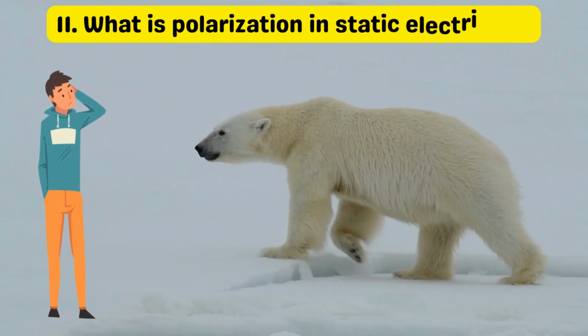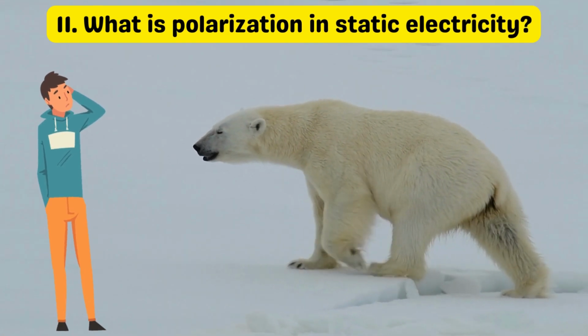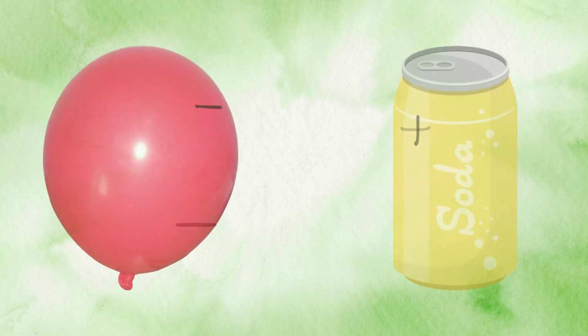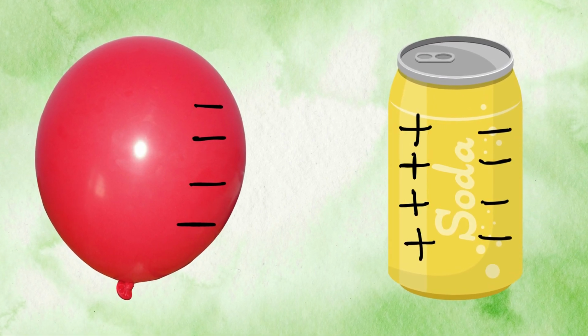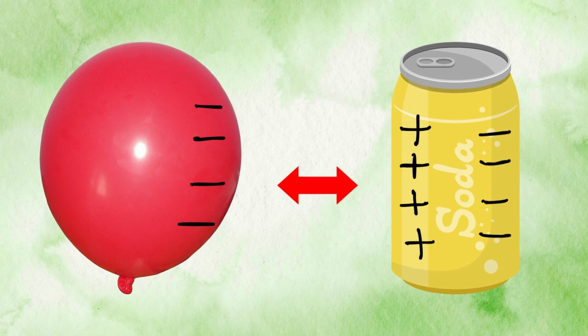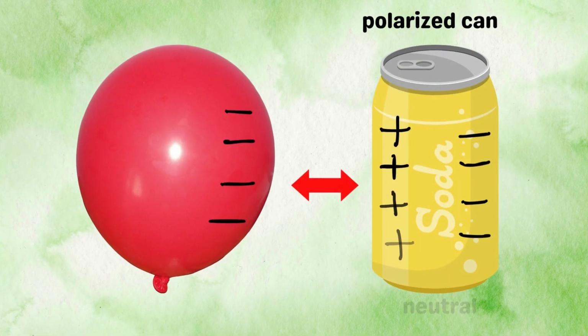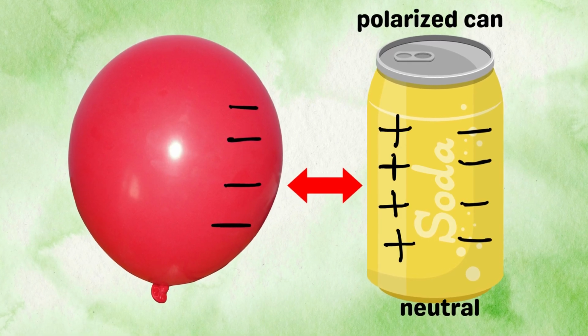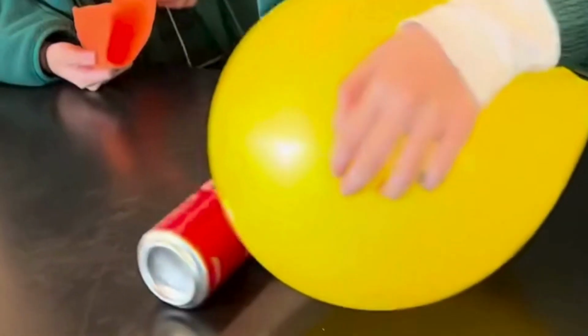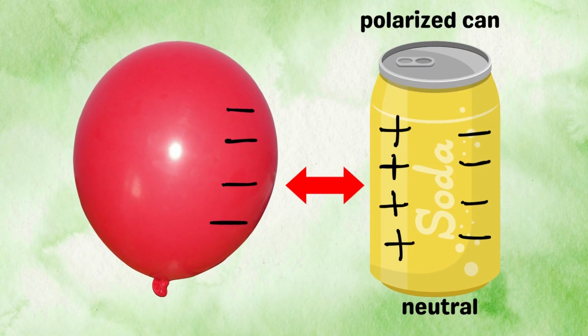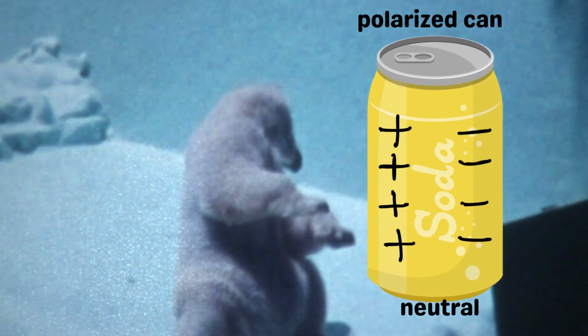Question 11. What is polarization in static electricity? If a negatively charged balloon is brought close to a neutral soda can, the electrons in the soda can redistribute away from the balloon. So the side of the can facing the balloon becomes positive, creating an attractive electrical force between the positive side of the can and the negatively charged balloon. This interaction causes the can to roll towards the balloon due to the attractive forces between the opposite charges. The other side of the can will be negative. So we say the can is polarized.